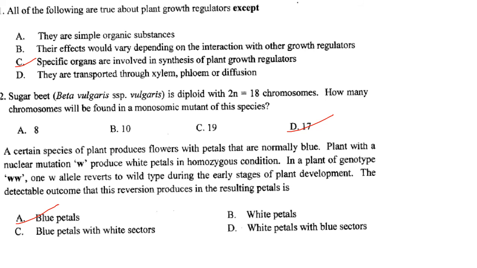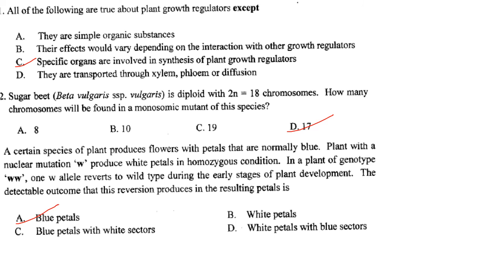Then sugar beet is diploid with 2n equal to 18 chromosomes. How many chromosomes will be found in a monosomic mutant of this species? So 2n minus 1, that is 18 minus 1, that is 17. Then a certain species of plant produces flowers with petals that are normally blue. A plant with a nuclear mutation, small w, produces white petals in homozygous condition. So the plant is normally blue means that the dominant trait is blue. So capital W. And a plant with the nuclear mutation.